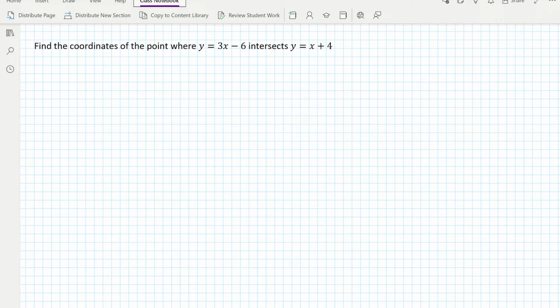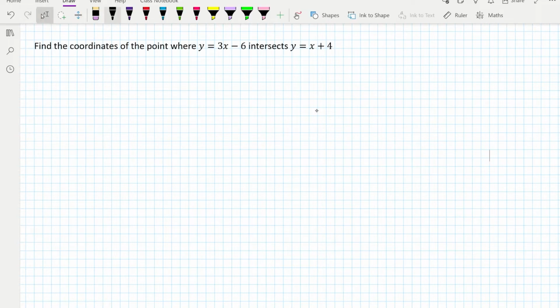Okay, so we are looking at finding the coordinates of the point where the line y equals 3x minus 6 intersects the line y equals x plus 4. So we're finding where y equals 3x minus 6 meets the line y equals x plus 4. What we're going to do is look at this algebraically entirely, and then we're going to check on the graph to see if what we find matches the point where the lines meet.